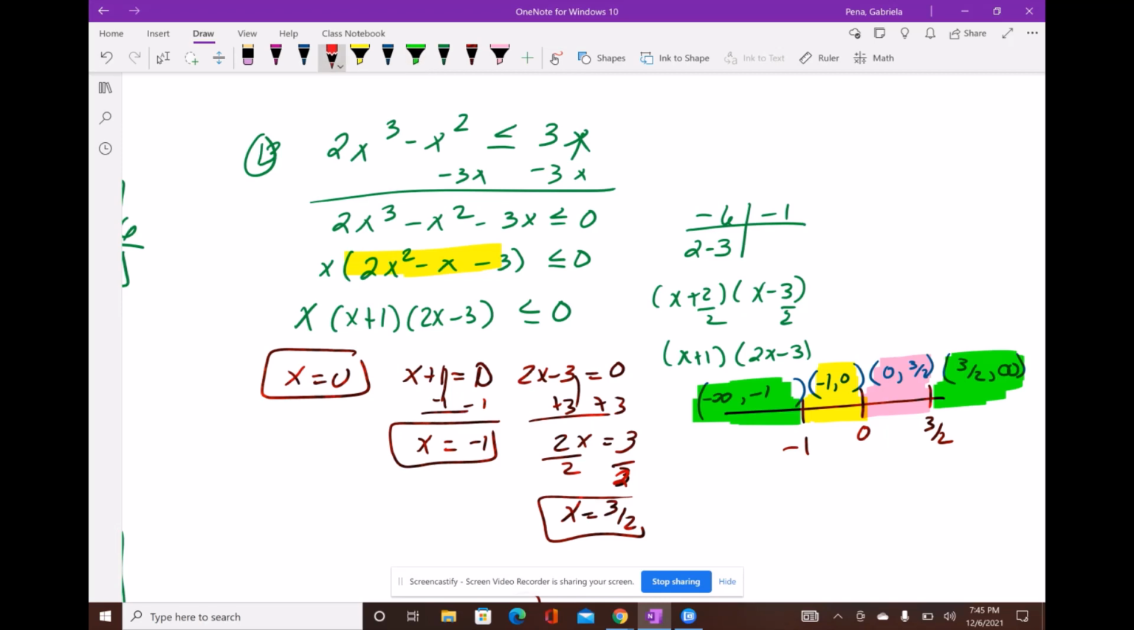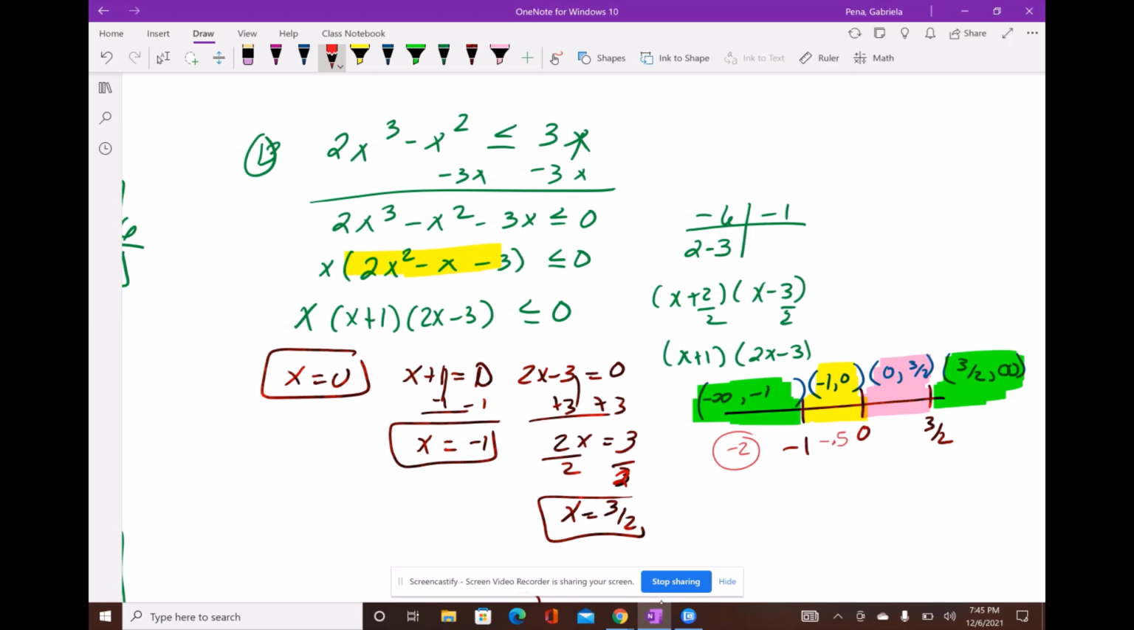Meaning, you need to pick a checking point. Pick a number between negative 1 and negative infinity. What number would you pick? Negative 2, because 2 is not there. What number would you pick from negative 1 to 0? Negative 0.5.